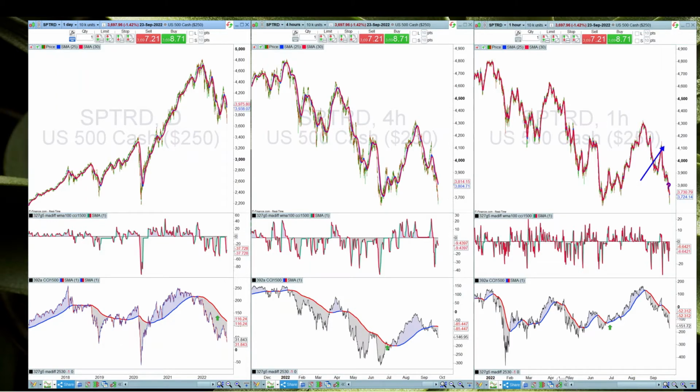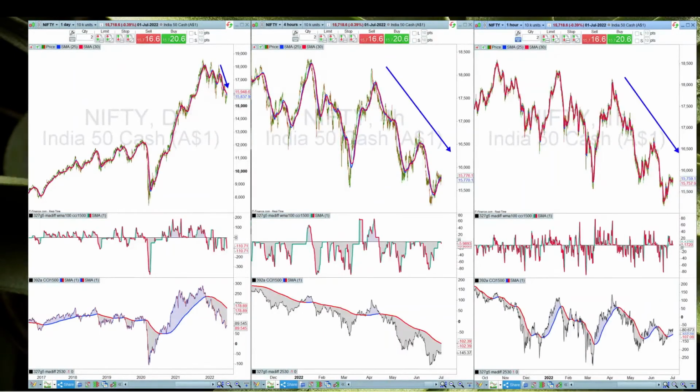Let's choose another chart as an example. Okay, this chart is for those of you that are in the Indian market. This is the Nifty, the Indian index. So again, let's look at where we are at the moment.